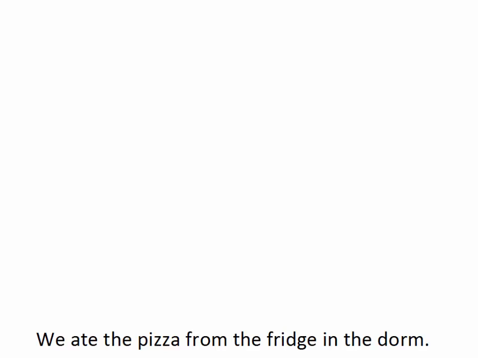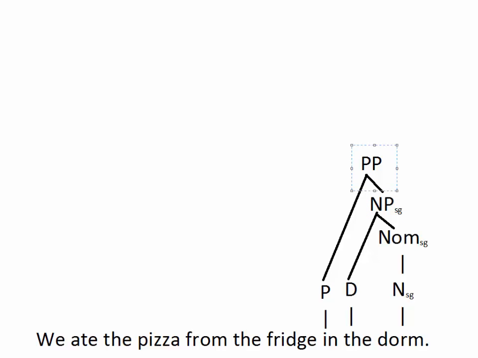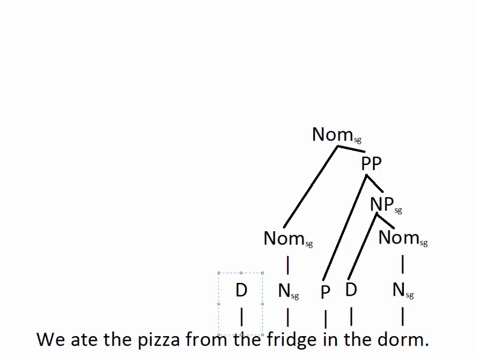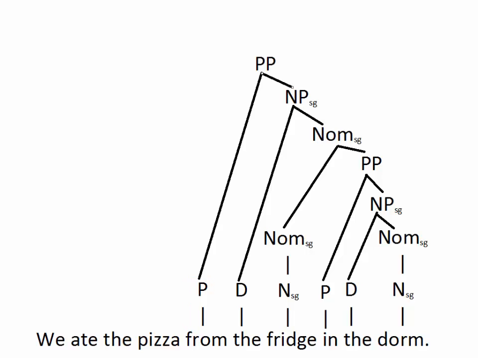Let's build up our structure. So the dorm is going to be a noun phrase. Like so, it will combine with the preposition in to give us the prepositional phrase in the dorm. This in turn can combine with the nominal headed by fridge to make the bigger nominal fridge in the dorm. This nominal will combine with the determiner, the, to give us the noun phrase, the fridge in the dorm. This larger noun phrase can serve as the object of the preposition from to make the prepositional phrase from the fridge in the dorm. This will then be used to modify pizza.